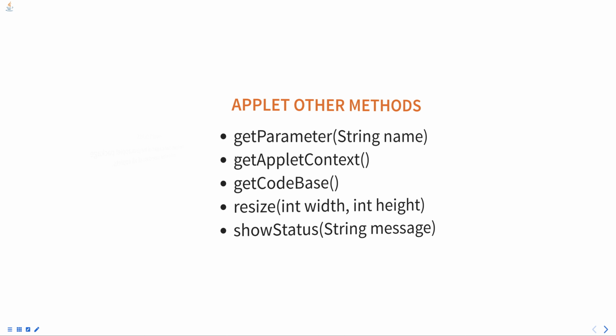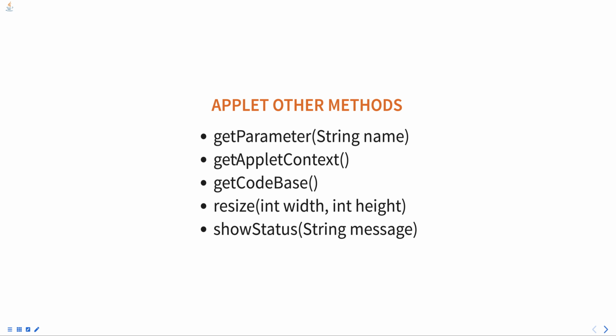The applet class also provides several other methods that can be overridden to customize the behavior of an applet. Here are a few of the most commonly used methods. getParameter with String name. This method is used to retrieve the value of a parameter that is passed to the applet in the HTML applet tag.